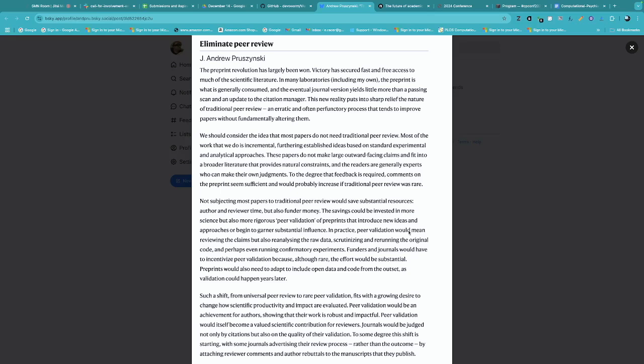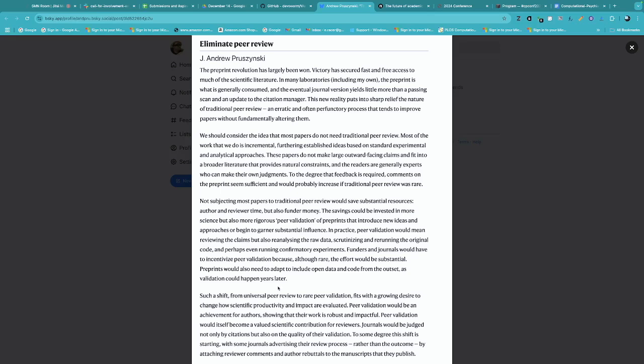gives us some insight. Okay, so funders and journals would have to incentivize peer validation because, although rare, the effort would be substantial. Preprints would also need to adapt to include open data and code from the outset, as validation could happen years later. So, we could do validation years later if we revisit a paper in 10 years and see how it looks compared to some new data that comes out, or put new data into the same model and run it and see if it's still valid, or whatever. There are a lot of fun things we could do there.